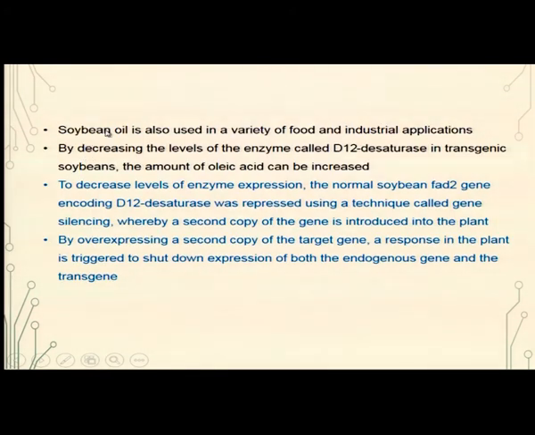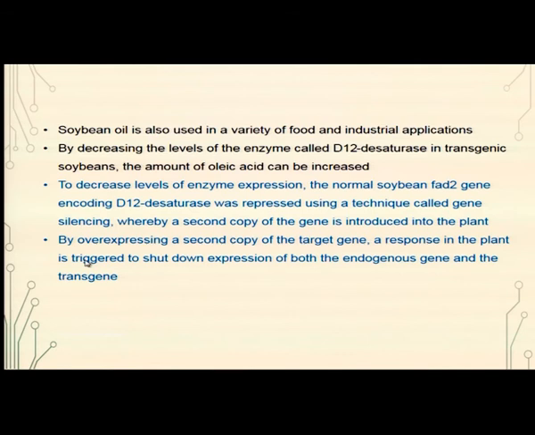The second example is soybean oil. By decreasing the levels of the enzyme D12 desaturase in transgenic soybeans, the linoleic acid content of soybean has been reduced. To decrease the enzyme expression, the normal soybean gene, the FAD2 gene, which encodes the D12 desaturase, is repressed using what we call gene silencing, and a second copy is introduced into the plant. So the first gene is silenced and the second gene gets overexpressed. That is, the endogenous plant gene is silenced, whereas only the transgene is getting expressed in the transgenic plant.